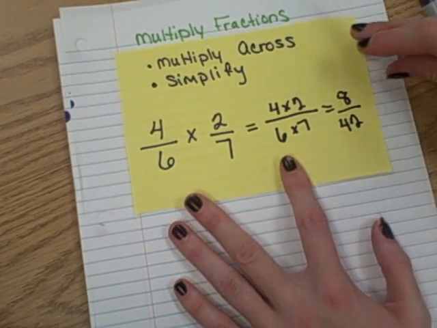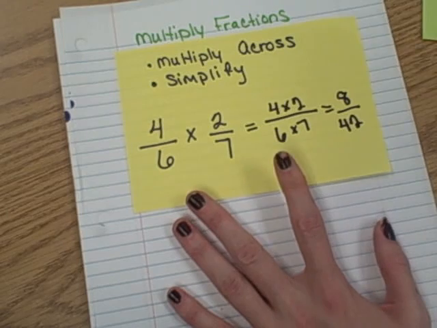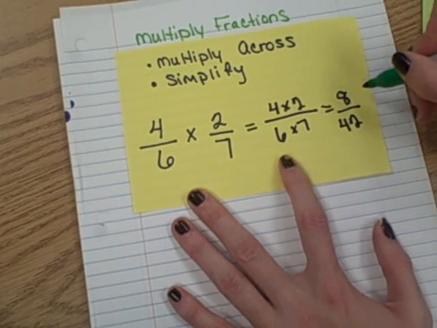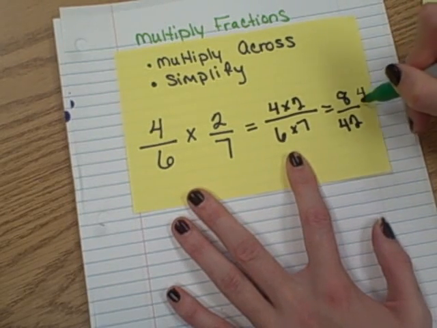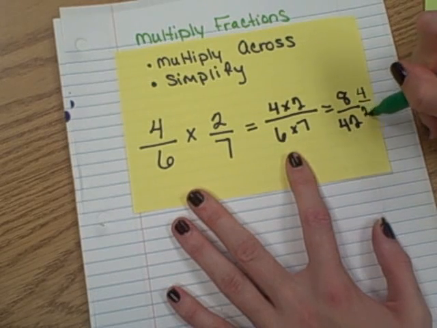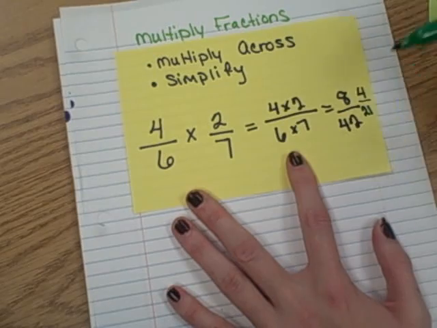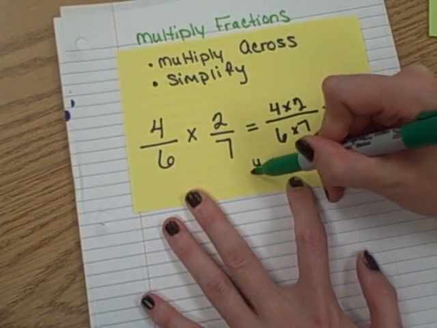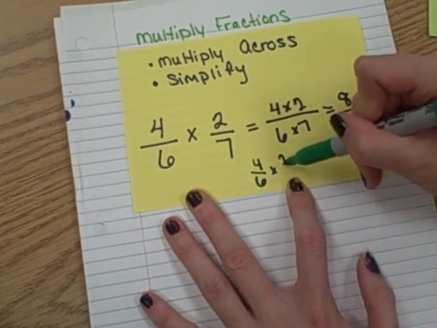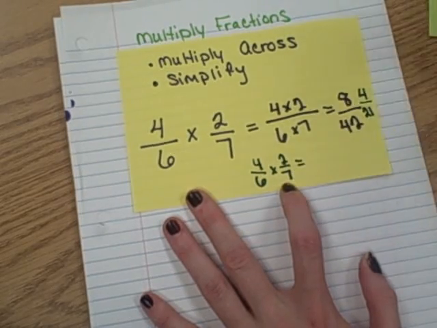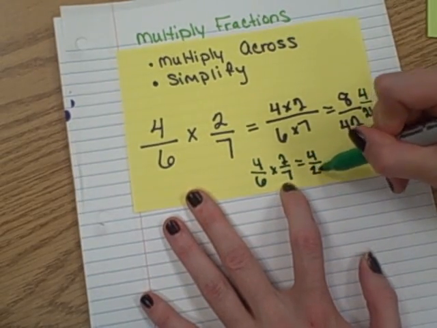This is an even number, so they can both be cut in half, which would be 4 over 21. And that cannot be simplified anymore. So 4 over 21 is your answer. 4/6 times 2/7 equals 4/21.